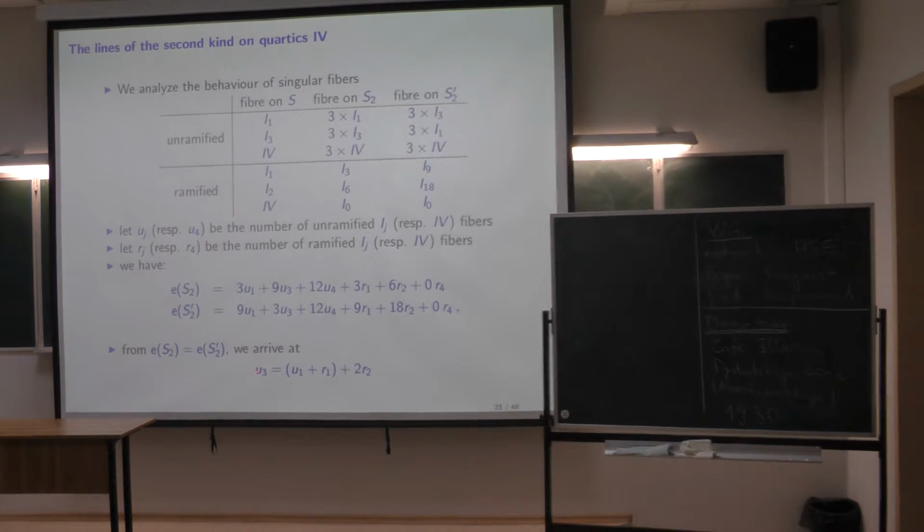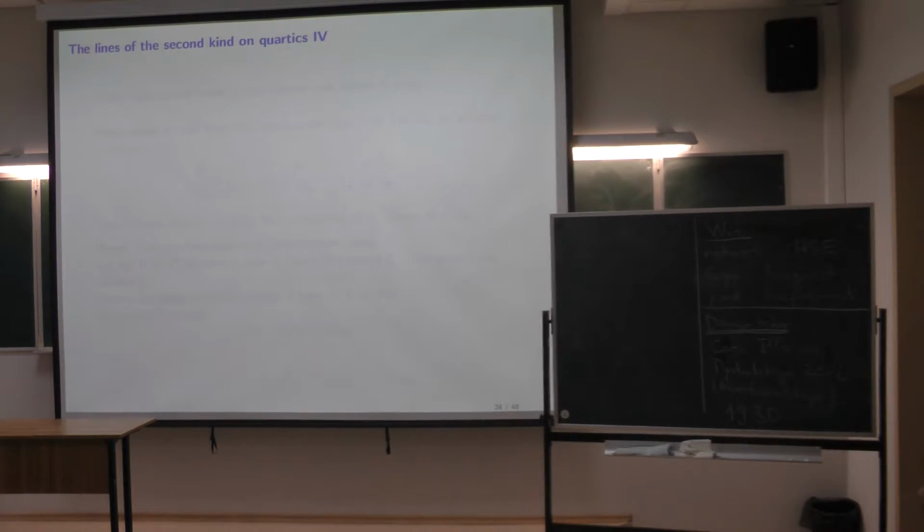For every triangle, I will have to pay either with one ramified or unramified cuspidal cubic, or with one type 2 fiber. Okay? That's the game. If you have this, you are at home. There's nothing to be done.